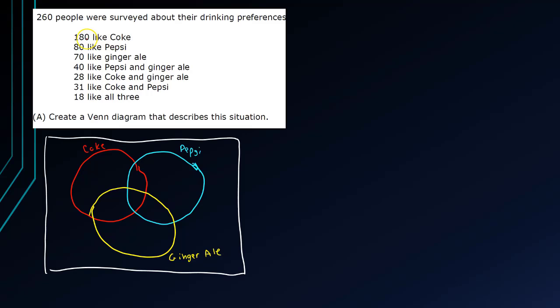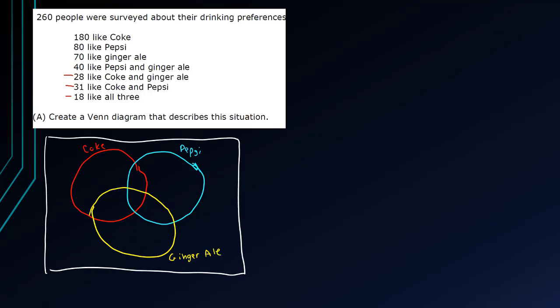Well, those also include those that like Coke and ginger ale, those that like Coke and Pepsi, and those that like all three. I'm just saying, do you like Coke? Well, the people in this category and this category do. So some of the people might be counted twice, and I have to be careful that I don't do that. That's going to throw off my numbers potentially. So I like to start with the circumstance that is the most restrictive, and then move my way out.